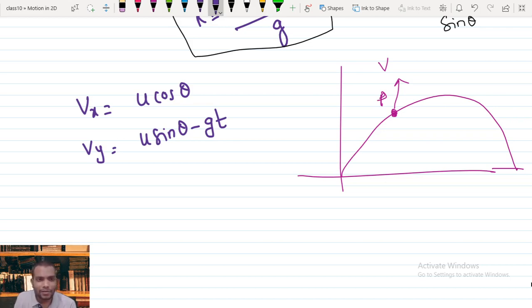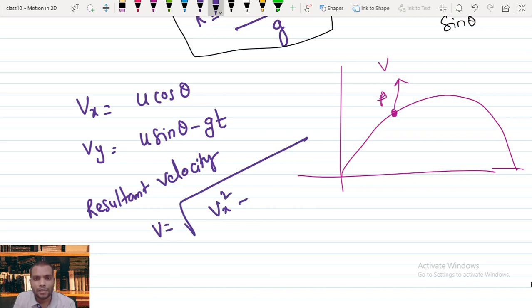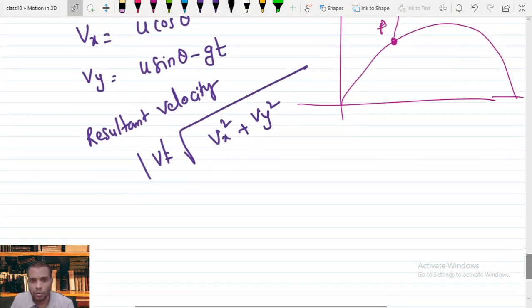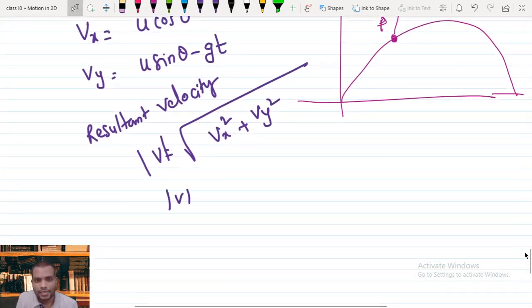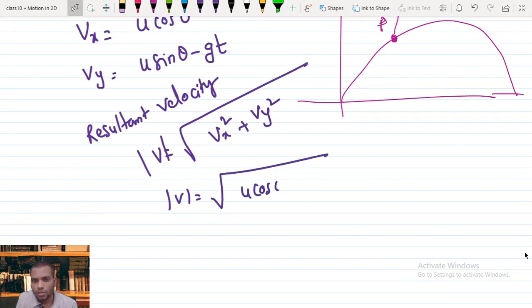And to get the resultant velocity, v equals square root of vx square plus vy square for the magnitude. So this is the calculation we need to do. So I can get the resultant velocity v equal to square root of (u cos theta) whole square plus (u sin theta minus gt) whole square.